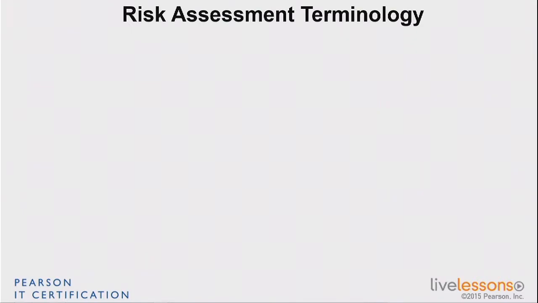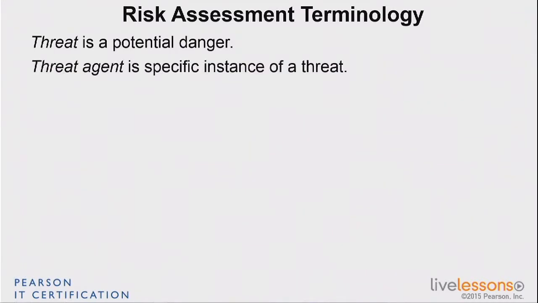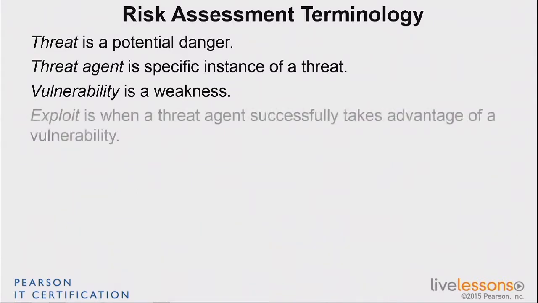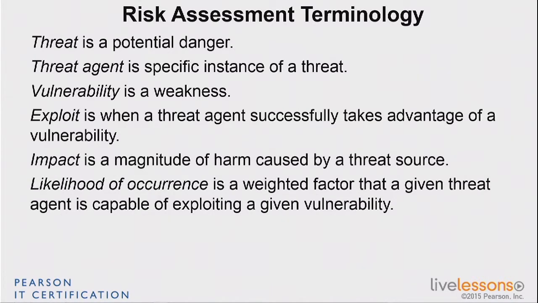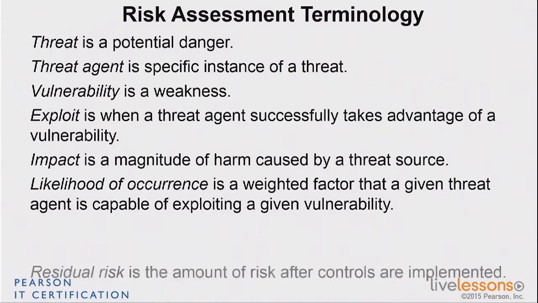Now, the first terms we're going to go through are going to be a review, and then we're going to have a couple of new ones. So remember that a threat is a potential danger. A threat agent or a threat adversary was a specific instance of a threat. A vulnerability is a weakness. An exploit is when a threat agent successfully takes advantage of a vulnerability. Impact is the magnitude of harm that's created by a threat source. And likelihood of occurrence is a weighted factor that a given threat agent is capable of exploiting a given vulnerability. These were all terms that we talked about in the last lesson.